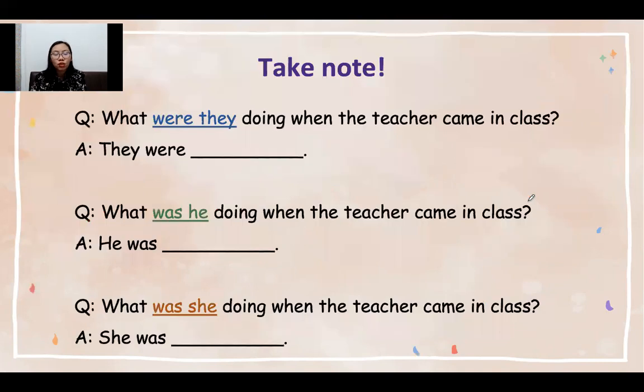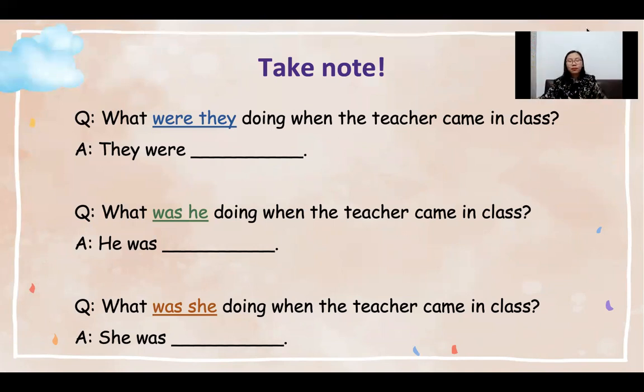Okay, very easy. All right, so I have here a tip. Take note and remember. For example, the question is, what were they doing when the teacher came in class? Look here: were they. So the answer could be they were. For example, what was he doing when the teacher came in class? He was. So we can use that in our answer. He was eating, he was dancing.